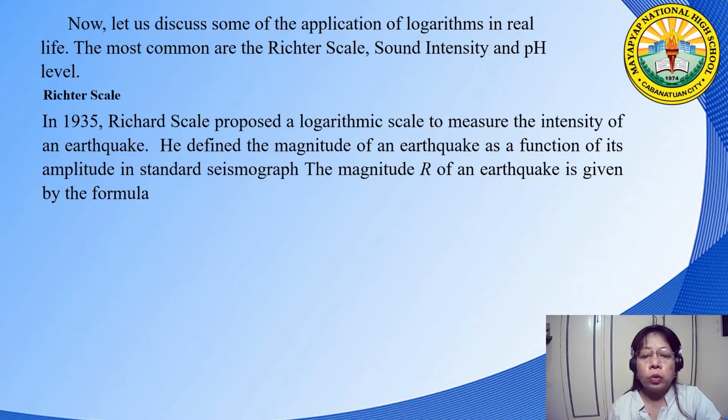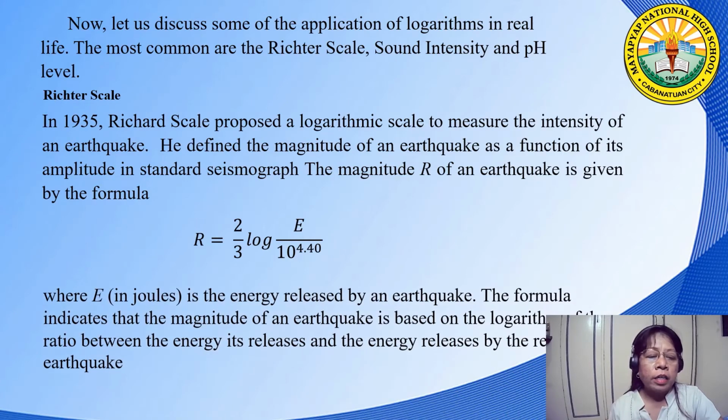The magnitude R of an earthquake is given by the formula R equals 2/3 logarithm of E over 10 raised to 4.40, where E in joules is the energy released by an earthquake. The formula indicates that the magnitude of an earthquake is based on the logarithm of the ratio between the energy it releases and the energy released by the reference earthquake.